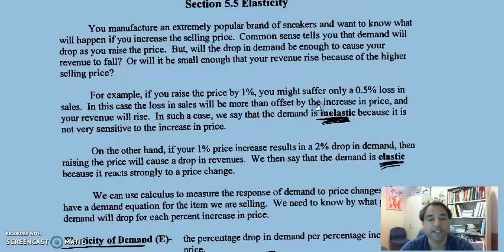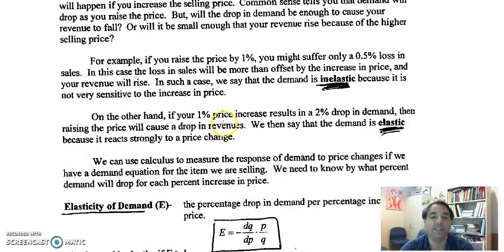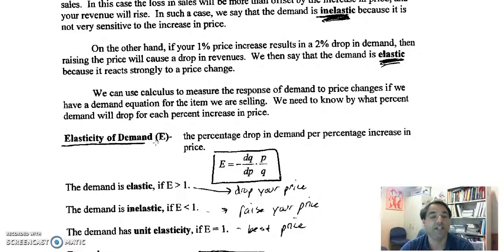On the other hand, if your 1% price increase results in a 2% drop in demand, then raising the price will cause a drop in revenues. Then we say it's elastic because it reacts strongly to a price change. So we can use calculus to figure this out.